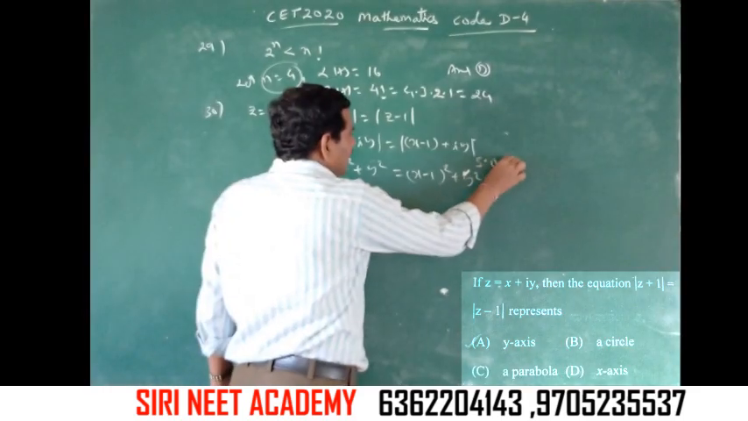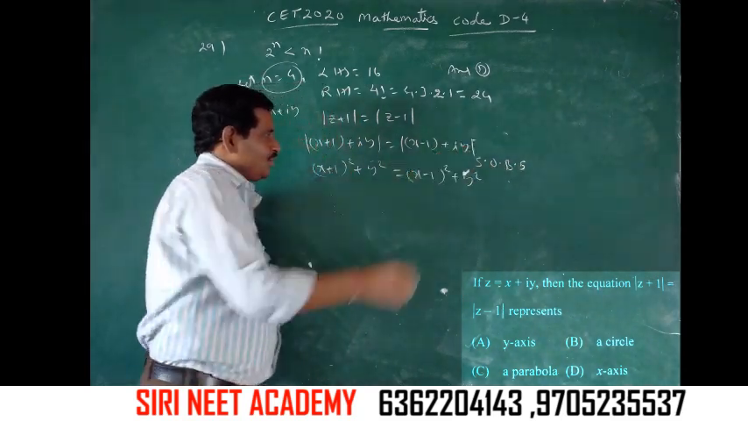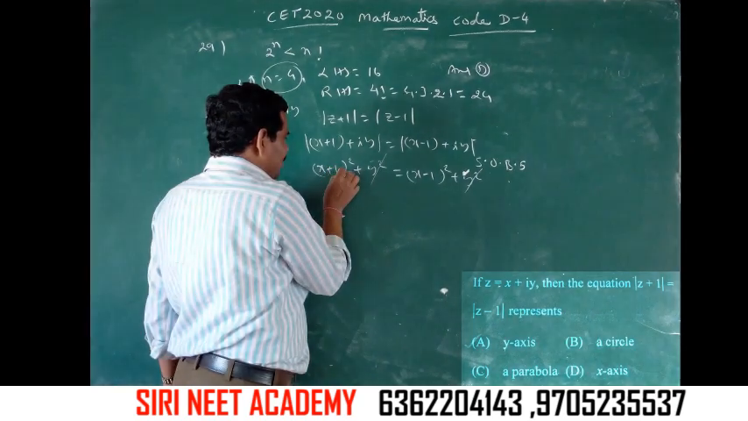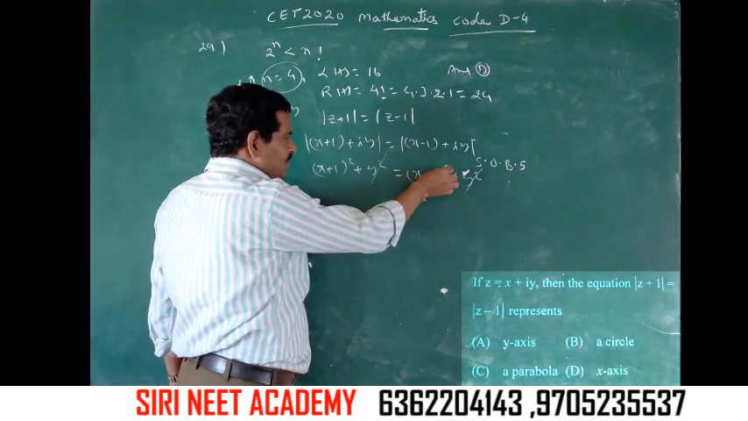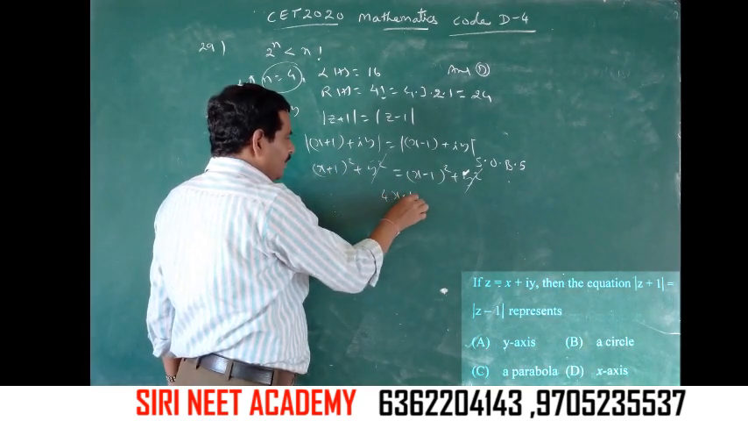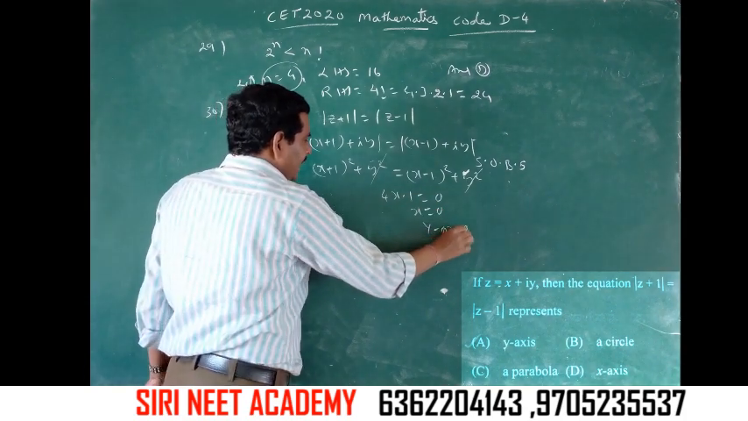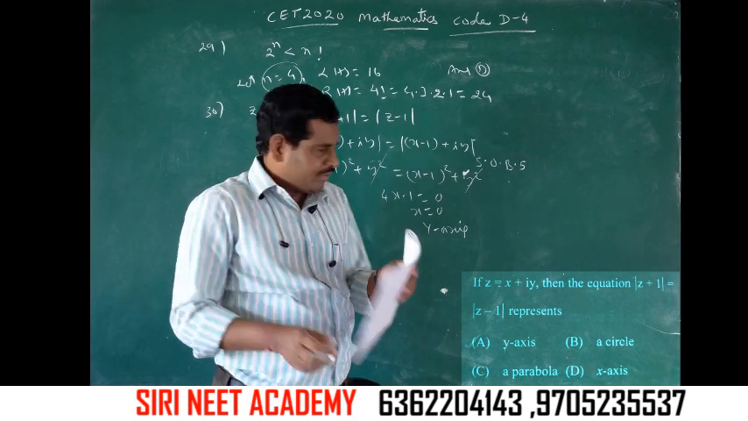When you square on both sides and cancel y square, x plus 1 whole square minus x minus 1 whole square results in 4x equal to 0. So x is equal to 0, which is the y axis. So the answer is the first option.